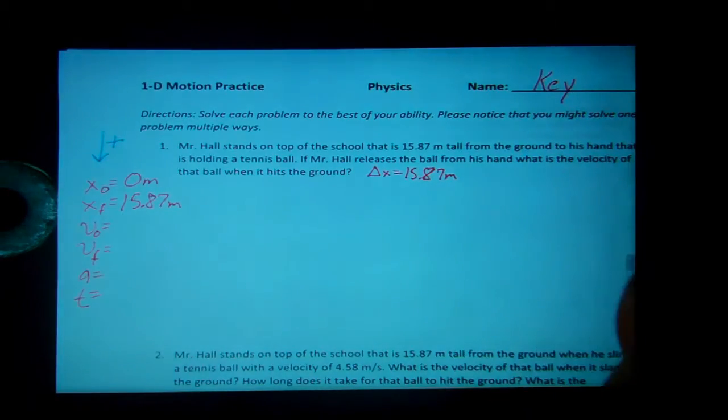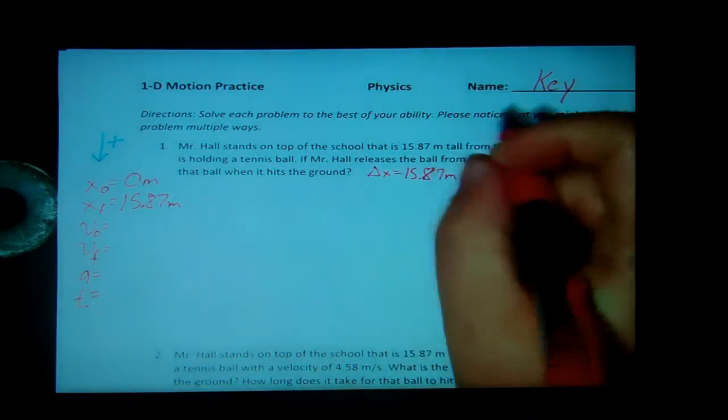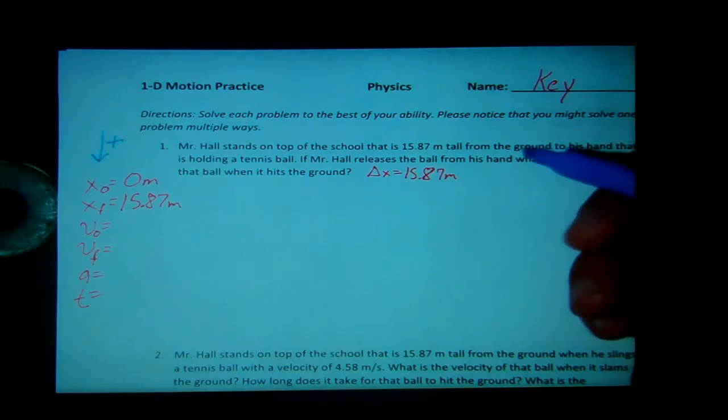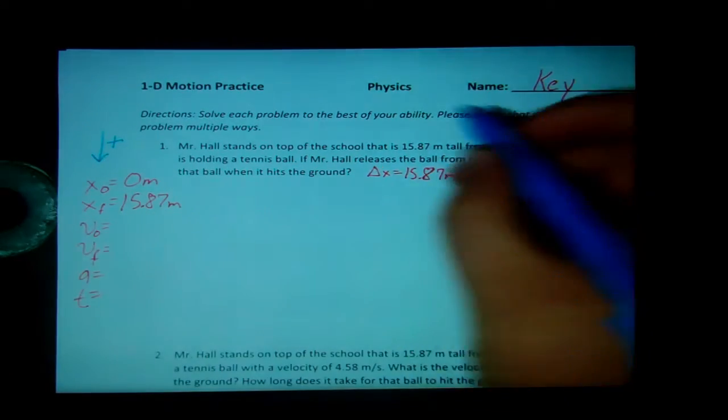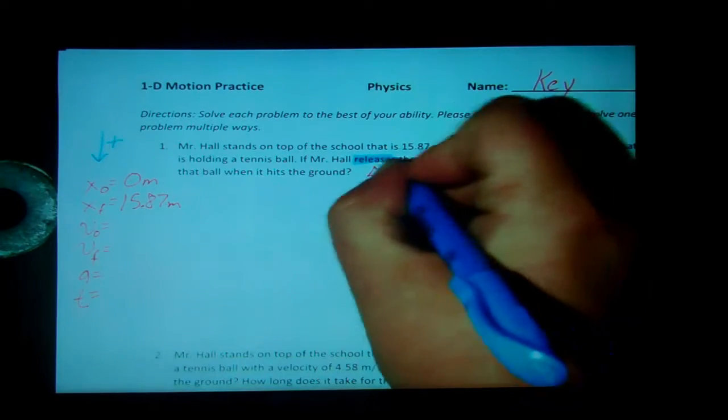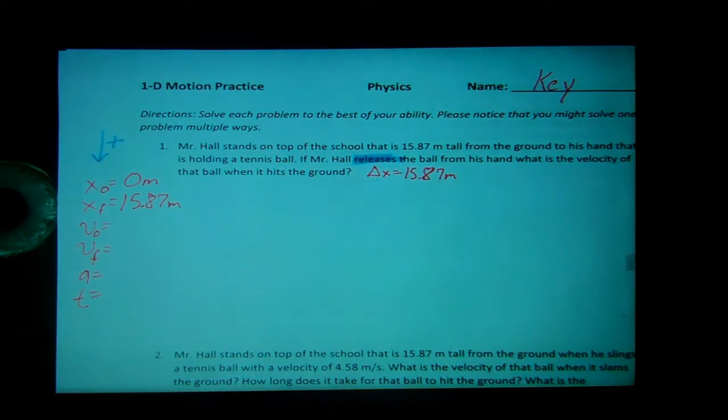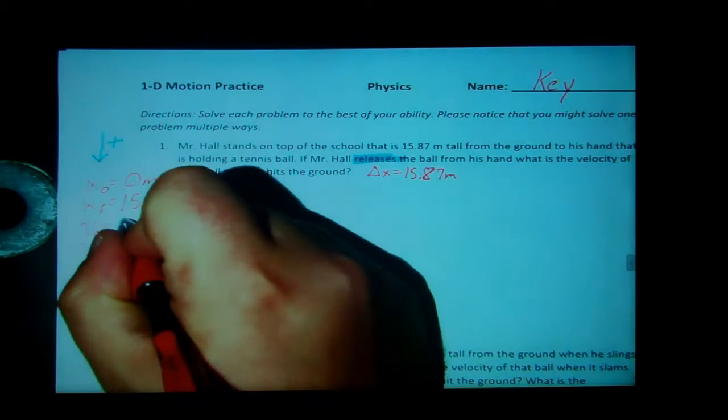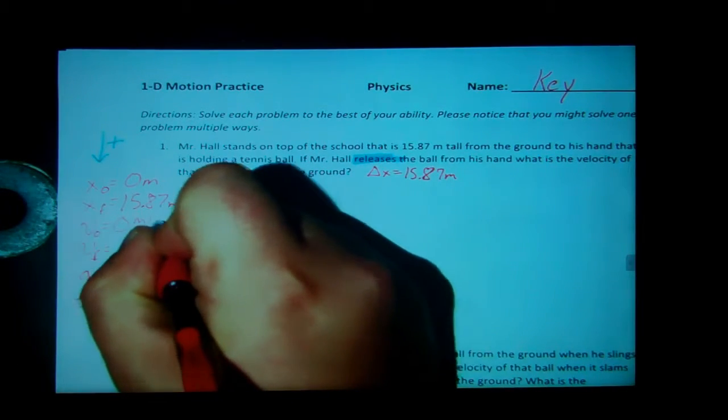So my initial velocity, here's the key, and hopefully you pick this up. You can find that initial velocity because I release the ball. I don't sling it, I release it. So in that case, my initial velocity is 0 meters per second.